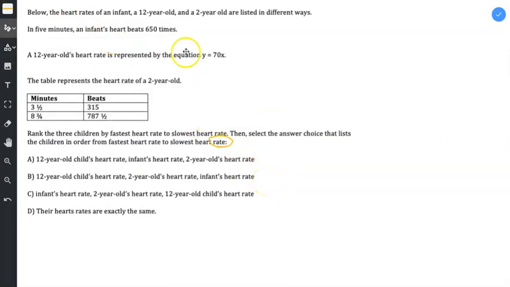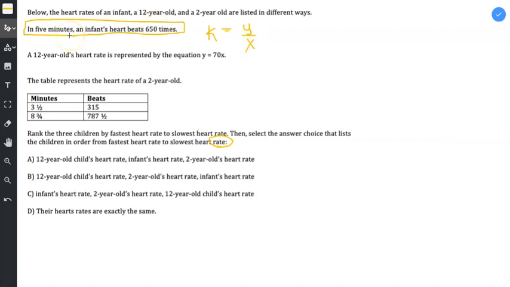So I'm just going to start by looking at the unit rate for the infant. The infant color that I'll use is orange. So I'm going to box the infant information in orange. And then I'm going to record the unit rate formula: k equals y divided by x.